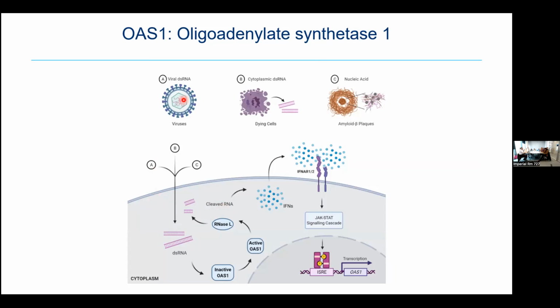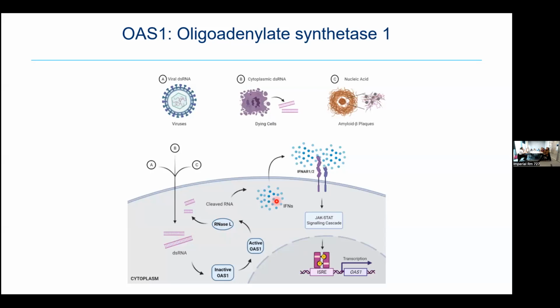So OAS1 is oligoadenylate synthetase 1. It's an enzyme which is traditionally known to be downstream of viral signaling. So it's quite a primitive defense mechanism against viruses. It binds double-stranded RNA, causes a conformational change. It produces oligoadenylate, which activates RNase L, and that chops up the viral RNA to make it inactive.